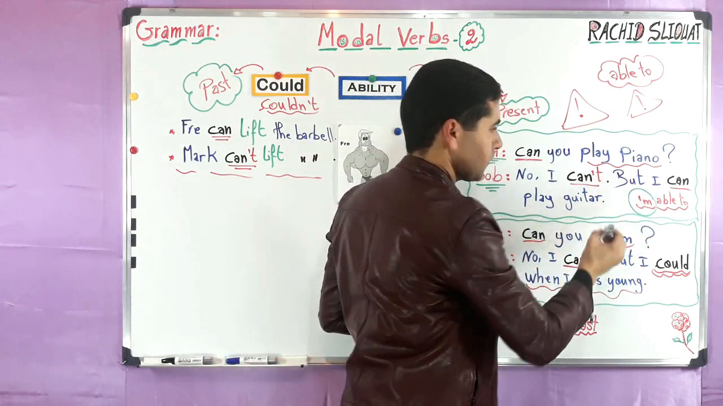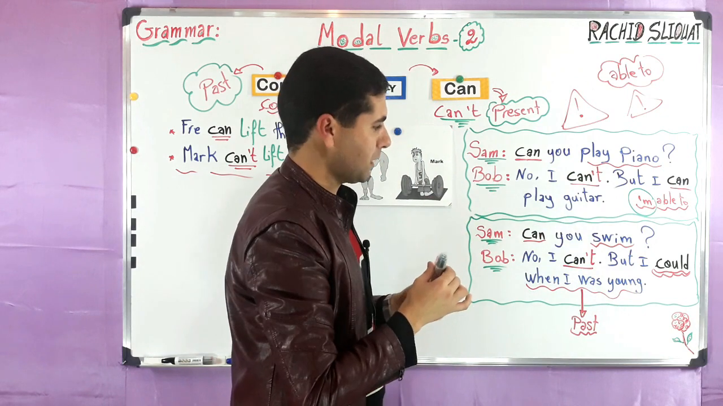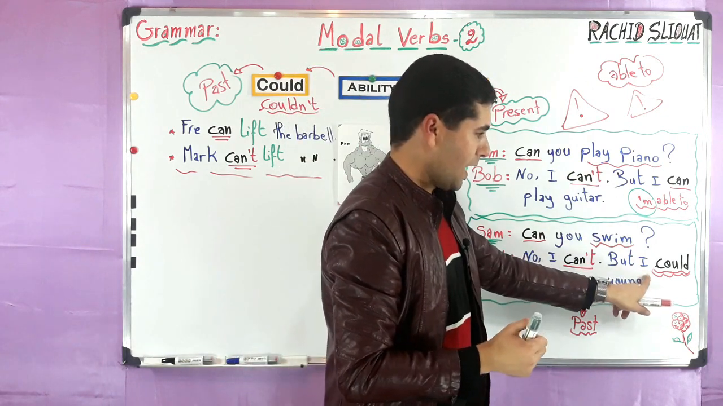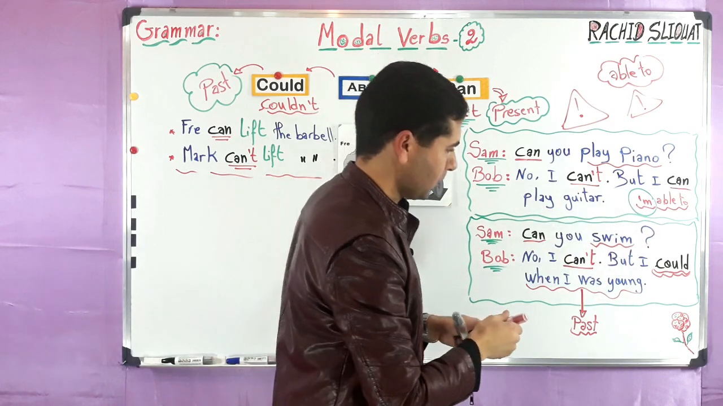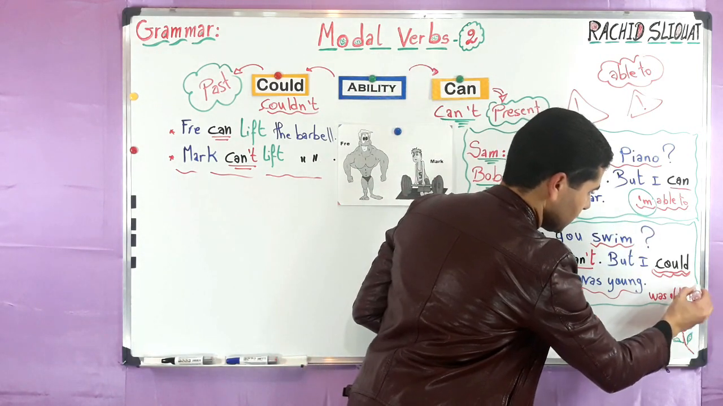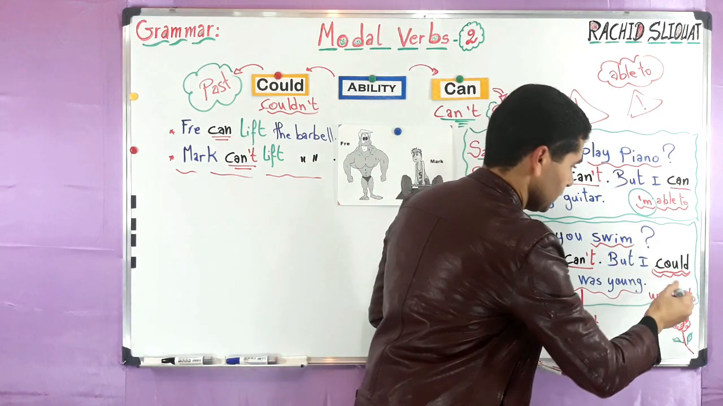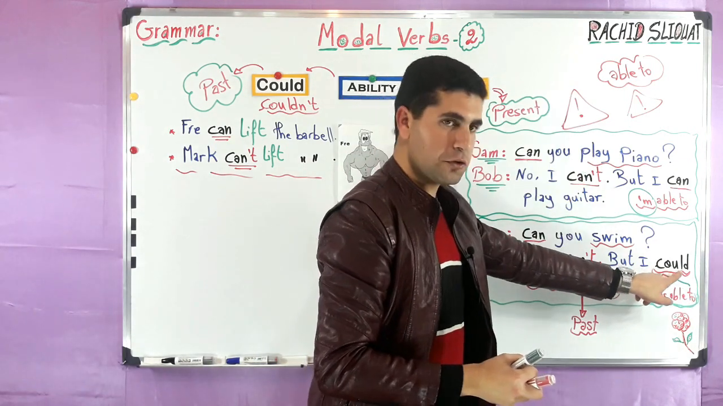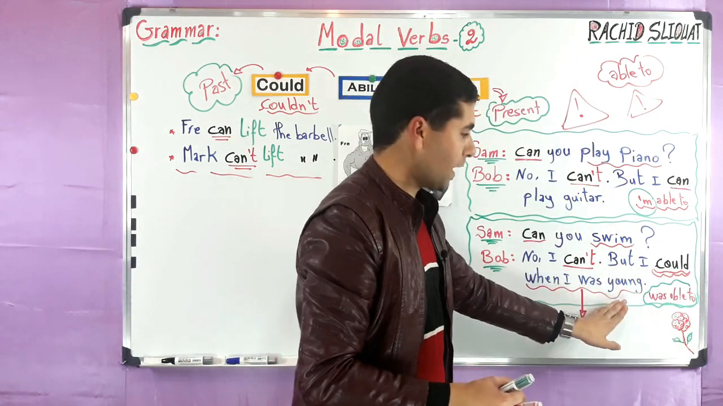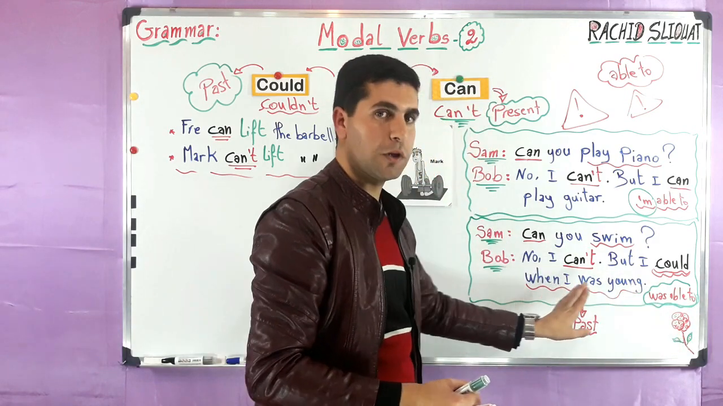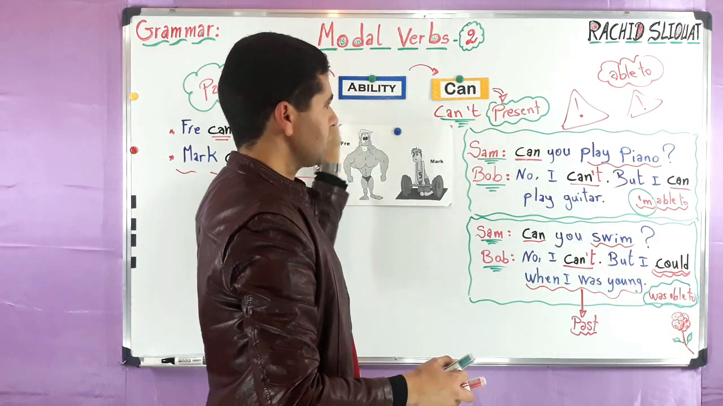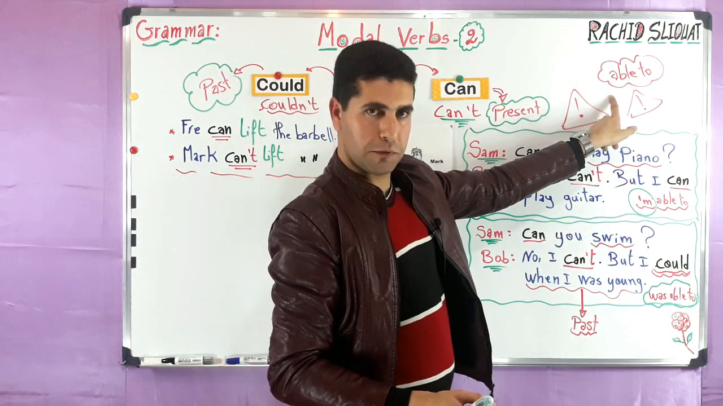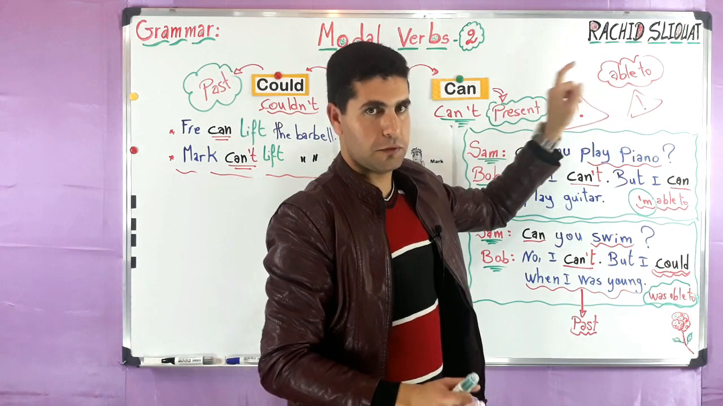Is verb to be in present. And the verb to be in the past is was. So we can say was able to. I could swim when I was young, or I was able to swim when I was young. So can or could can be replaced by be able to.